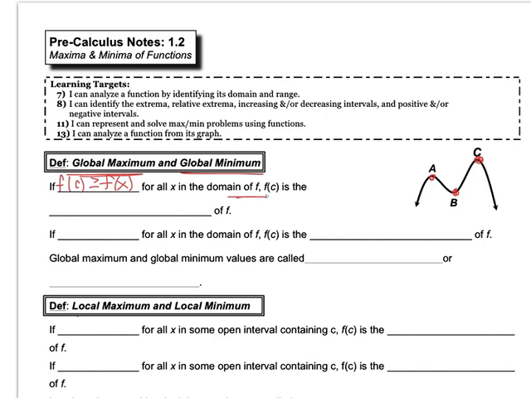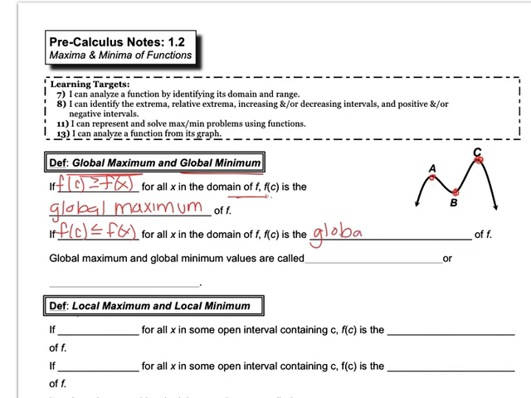So if there's some x value, in this case we're calling it c, that its y value is higher than any of the other ones, then that would be called a global maxima of the function. So a global minimum: if for some value of c, its y value f of c is less than or equal to f of x for any other x in the domain, that would be the global minimum.